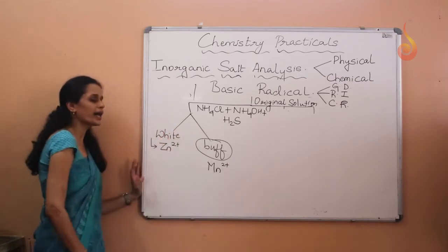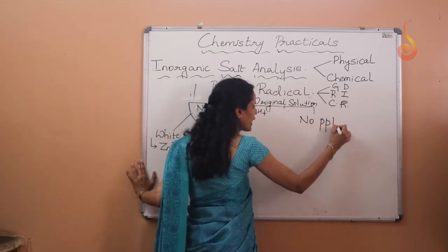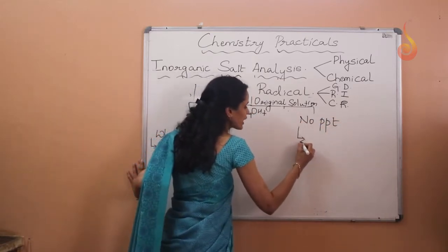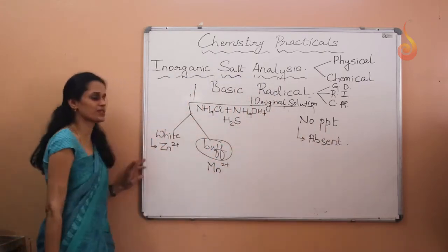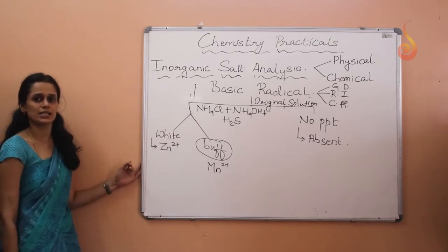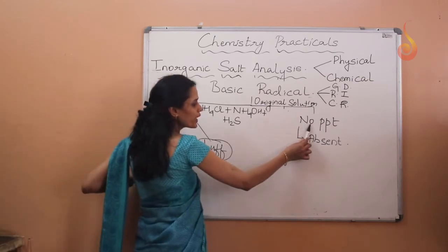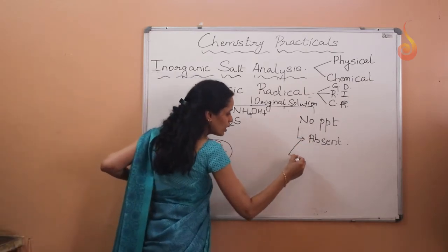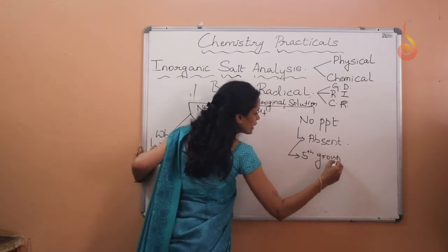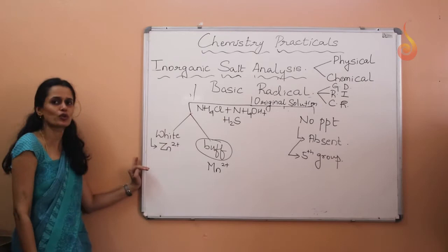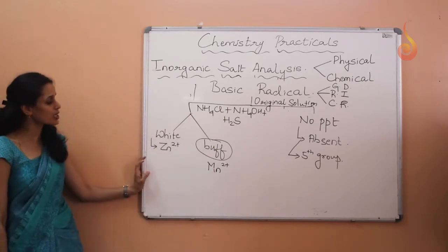But if instead of a white or buff colored precipitate there is no precipitate in the solution, it indicates fourth group basic radicals are absent. So now what do we have to do? If we don't observe any precipitate, then we'll move on to fifth group detection. But before going into fifth group detection, let us look at the confirmatory test for zinc and manganese.